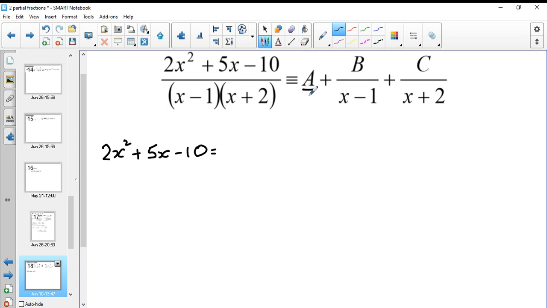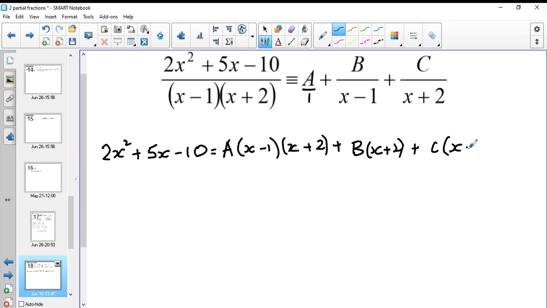Right, imagine there's a 1 there. To get from here to here, we need to multiply by x minus 1, x plus 2. To get from here to here, we need to multiply by x plus 2. And to get from here to here, we need to multiply by x minus 1. So you can see that I've ended up with times in this a by both the factors.